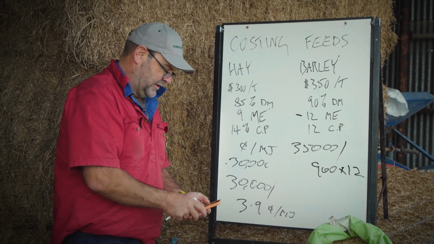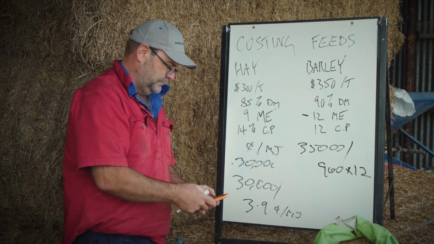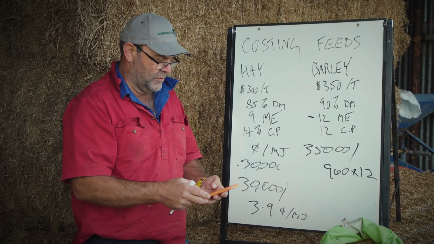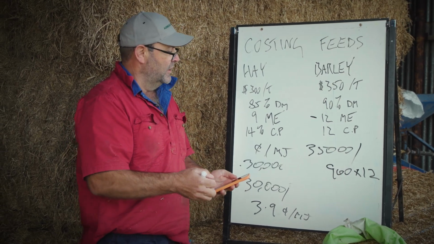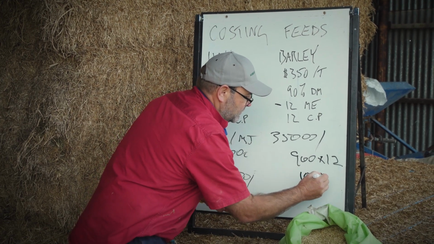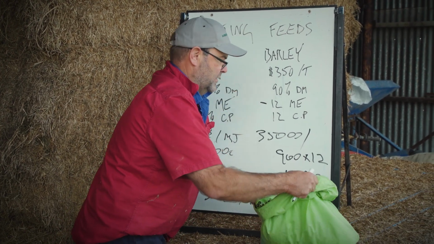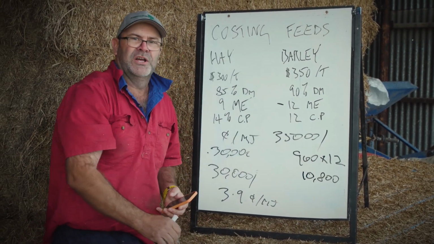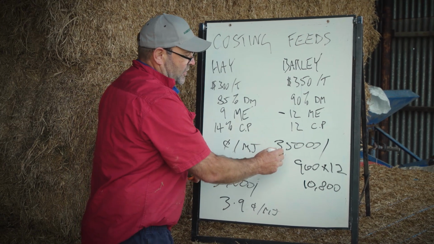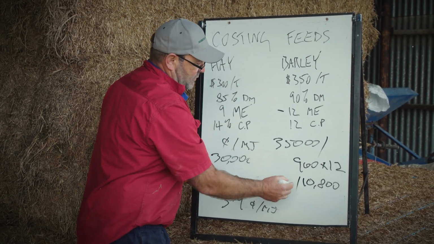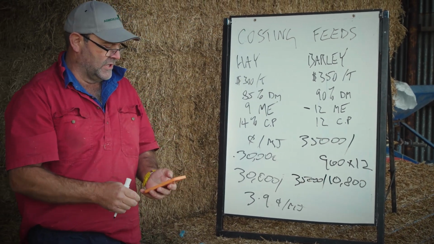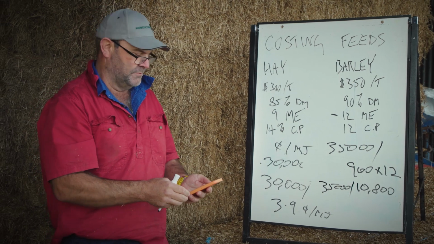So our 900 kilos of dry matter, and every kilo of dry matter has 12 units of energy in it. I'll just go back to the calculator. So we're actually purchasing 10,800 megajoules of energy when we buy a tonne of that grain. So cents per megajoule, we know that it cost us 35,000 and we got our 10,800. So let's work that out and see how the two line up as a point of comparison.